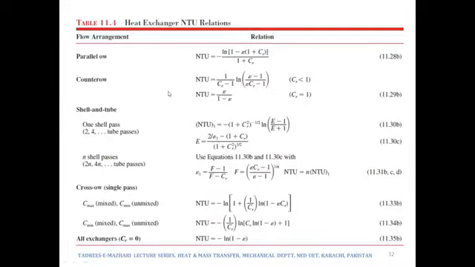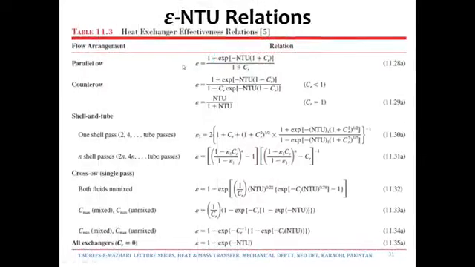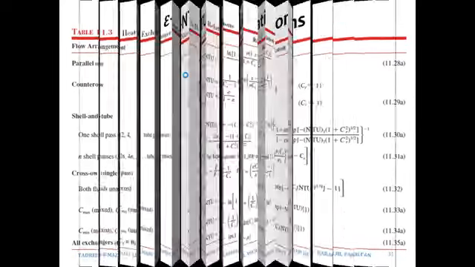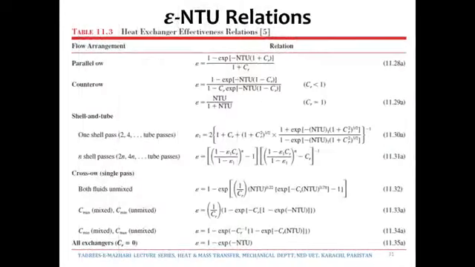Now this is almost the same table as the last table. Over there we were given epsilon, effectiveness, whereas over here we are given the expressions of NTU. Of course, they have been taken from here.